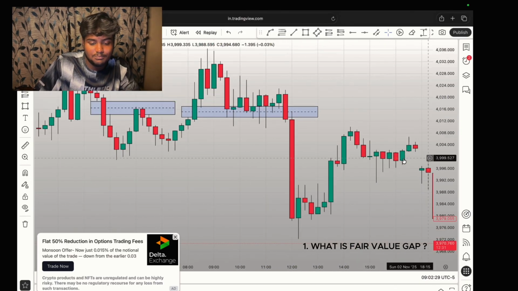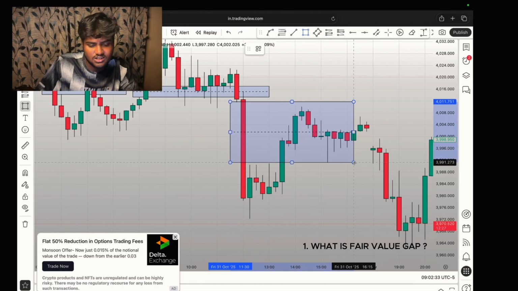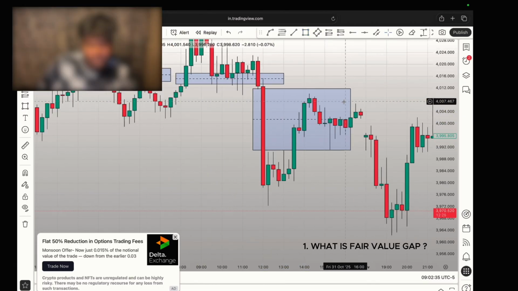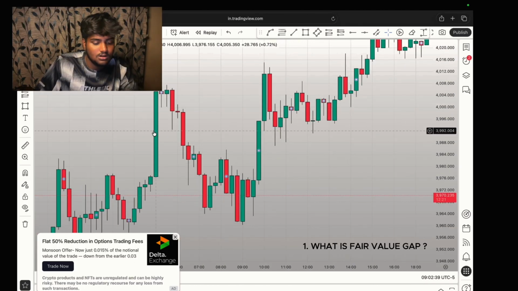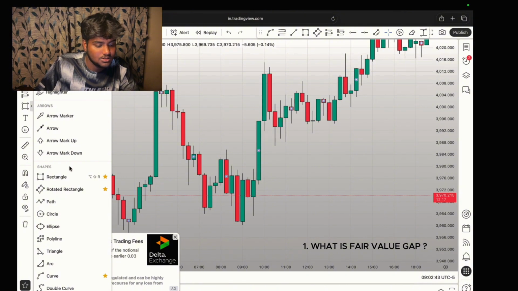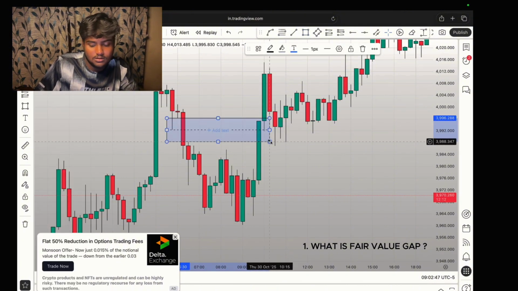And now it's a big fair value gap you can see over here, of this candle. And I think this is a news candle, maybe. I'm not sure, we have to see the latest data. Now this is a good fair value gap, this portion. It's a good fair value gap.